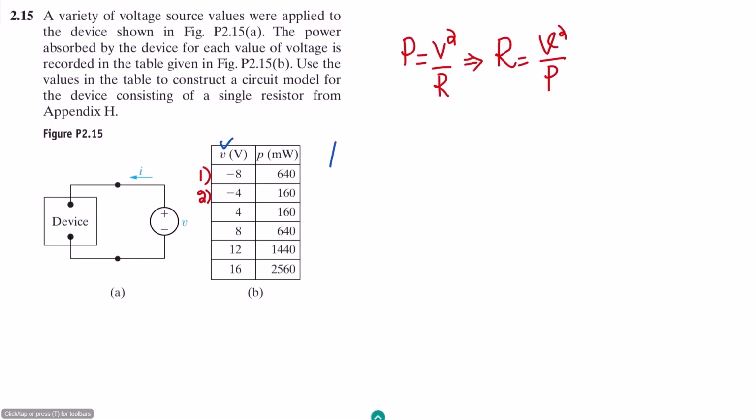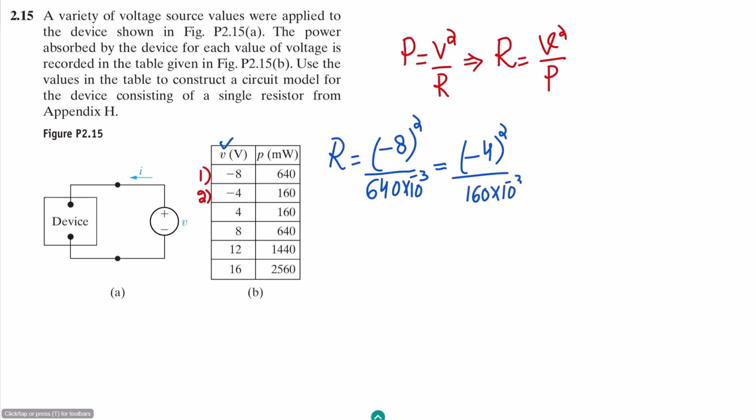So that would be the R, and here it would be P equals V square divided by P. So V square, minus 8 whole square, divided by 640 into 10 to the power minus 3 for the first couple here. For the second one it would be minus 4 whole square divided by 160 into 10 to the power minus 3. Why minus 3? Because this is in milliwatts.